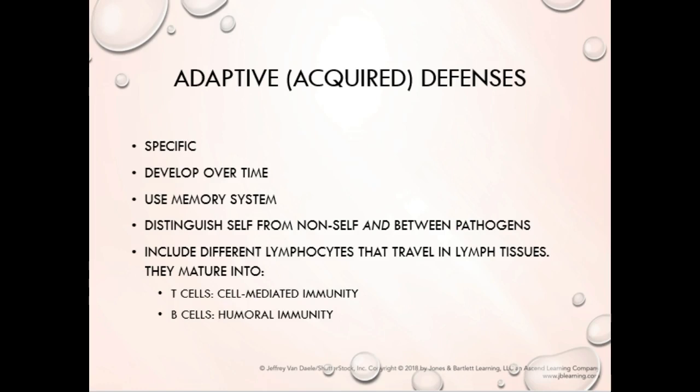Now, when we're looking at these acquired defenses, these will be cells that create memory cells that will be able to respond to infectious agents quicker if they reinfect us. What we're going to look at here is T cells and B cells. The main goal of T cells is to destroy cells directly or stimulate B cells. The main goal of B cells is to provide what's called humoral immunity, which is where we get antibodies. And we're going to break this all down for you.